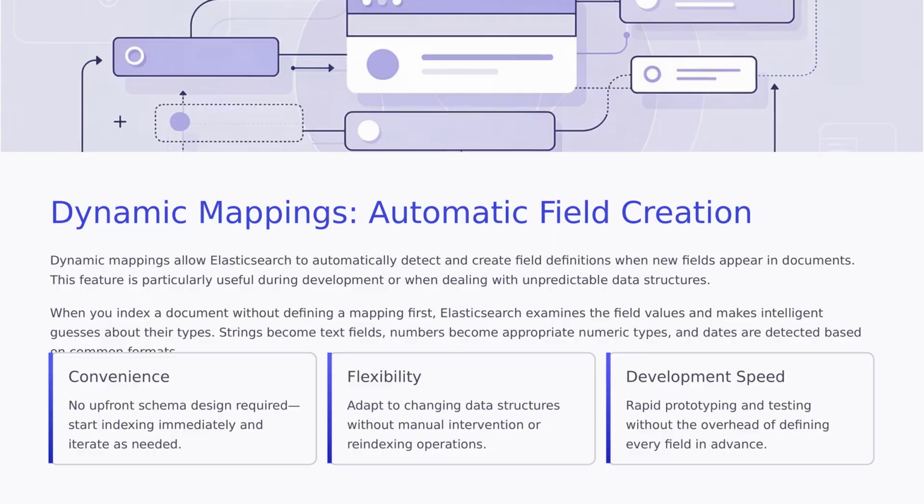Ever wondered how Elasticsearch handles new fields in your documents? Dynamic mappings have got you covered. Say goodbye to manual field definitions. Elasticsearch automatically creates them as needed. Strings transform into text fields, numbers find their numeric types, and dates are recognized effortlessly. No schema planning upfront means you can dive straight into indexing and adapt on the fly. Embrace the flexibility to evolve with changing data structures seamlessly, all while speeding up development with rapid prototyping. With dynamic mappings, your Elasticsearch journey just got a whole lot smoother.